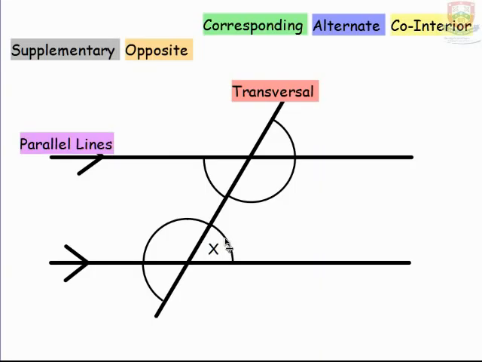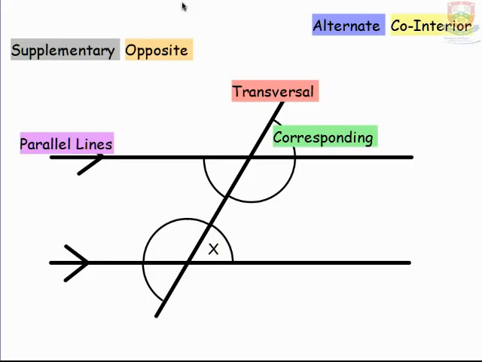So from x we look and see that it's on this cross created between one of the lines and the transversal. It's in the top right corner, or the top right quadrant, of this cross. So we have another cross formed by the other parallel line and the same transversal. This top right angle is called a corresponding angle, and it's exactly the same as x.